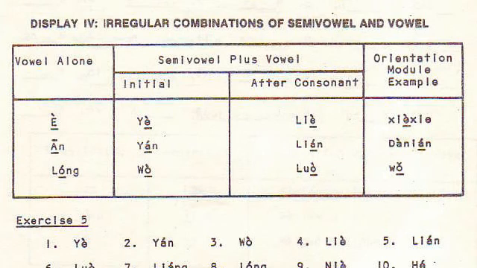Ye, Lie. Again. Ye, Lie. Now listen to the second triplet. An, Yan, Lian. Notice the effect of the semivowel.